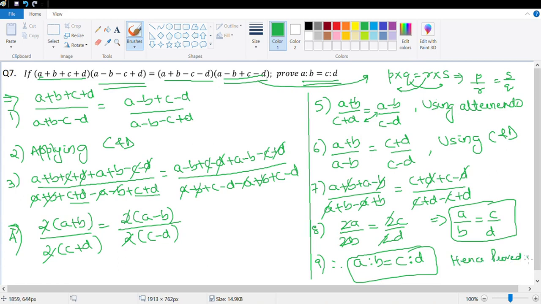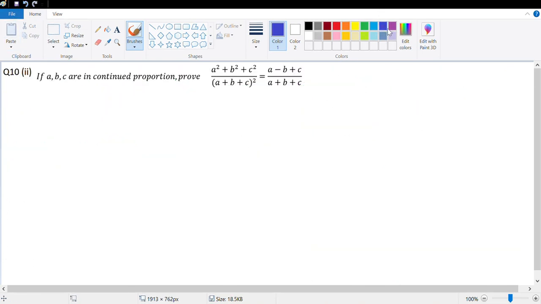First, it was in the multiplication form, so we converted it into the fraction form. Next, we applied componendo and dividendo. Next, we applied alternando. Then we applied componendo and dividendo again. So very interesting question. Let's look at the next one. The next one that we are doing is question number 10.